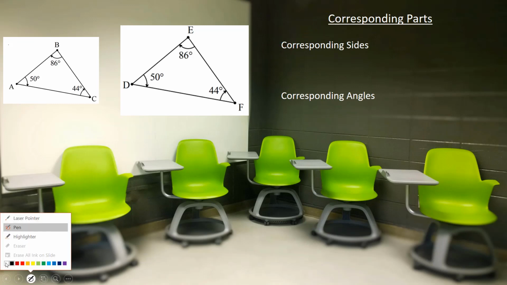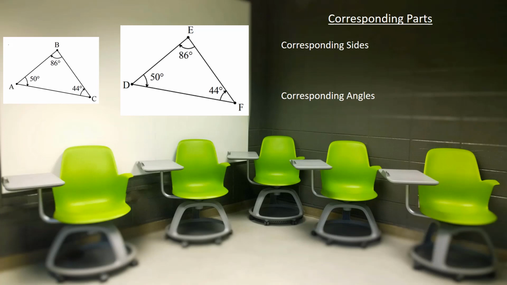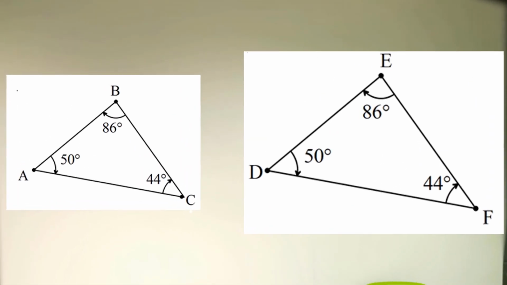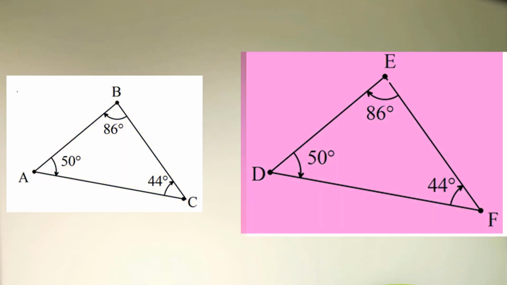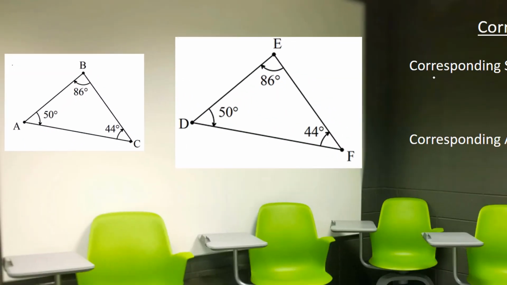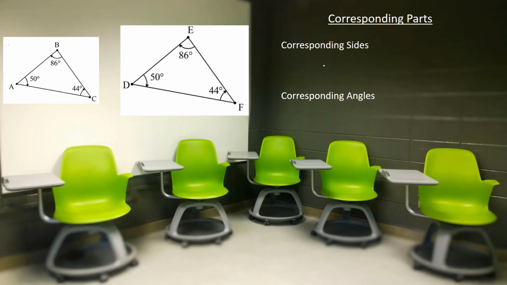I'm going to change my pen here. So we have triangle ABC and triangle DEF. So let's talk about corresponding sides. They are in the same relative position and they are proportional to one another. So here we have, let's take side AB. So let's say that you had side AB and it corresponds to side DE.